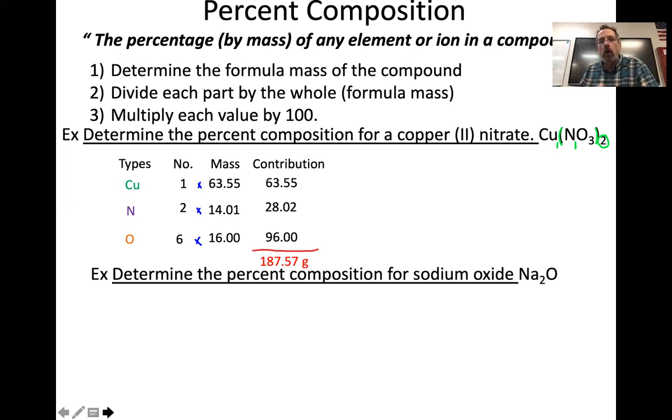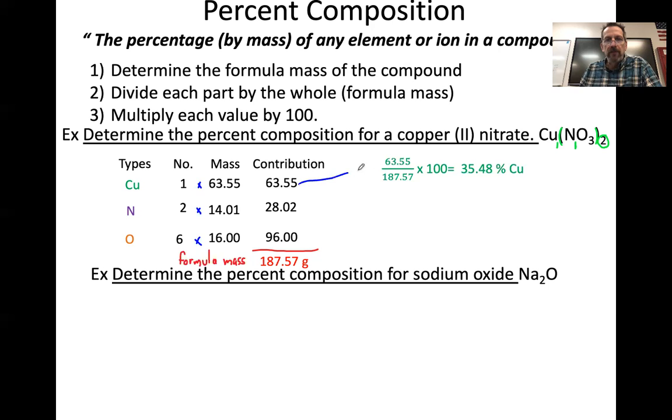So I like to call it the whole. You'll compare the parts to the whole. Again, the whole is called the formula mass. By division, the part from copper, 63.55, compared to the whole called the formula mass, 187.57, multiplied by 100. So divide, multiply by 100, and you'll get 35.48%.